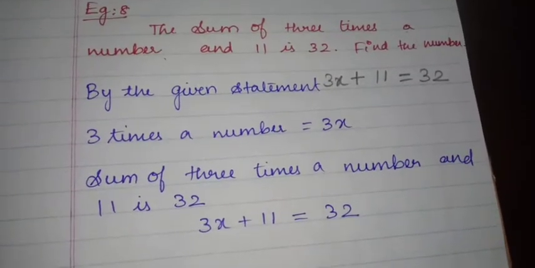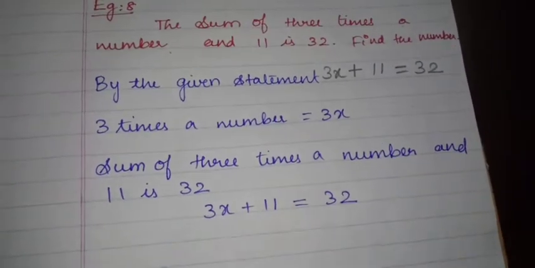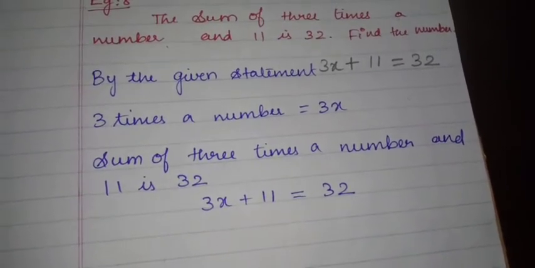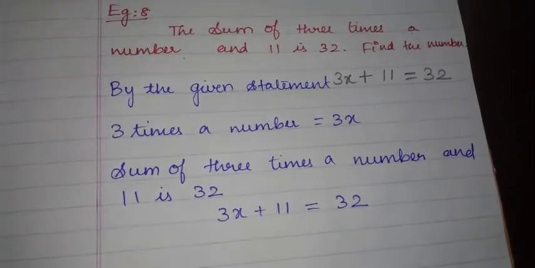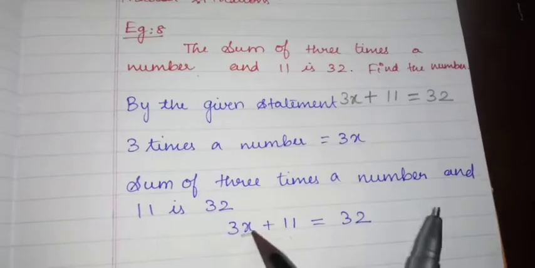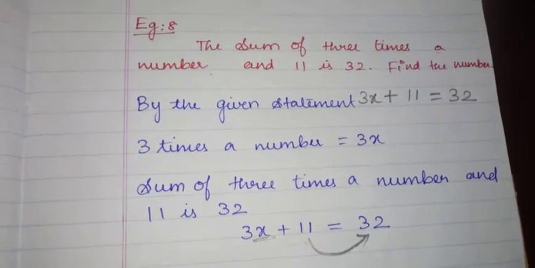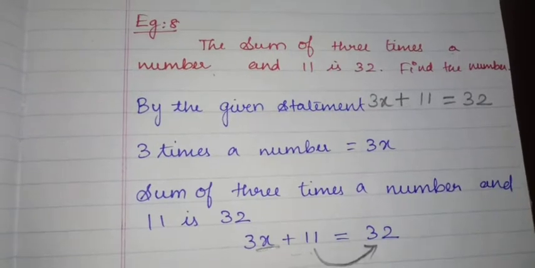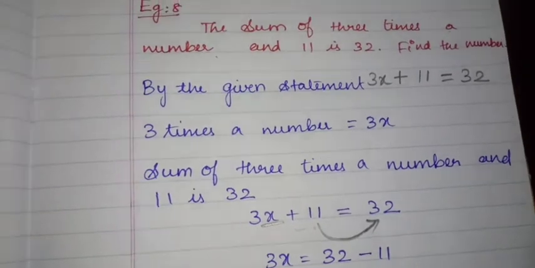Okay, now we should find the number x. How will you find it? You can either use the balancing method or the transposing method. I think the transposing method will be easier when compared to the balancing method. What is meant by transposing method? We are going to shift one term to the other side. Because I want to find only the value of x. So I am going to shift this 11 to that side first. 3x is equal to 32 minus 11, because plus 11 goes to that side, it becomes minus 11.